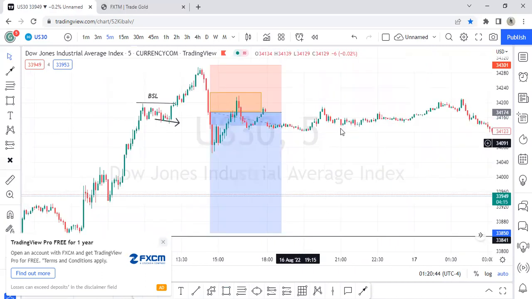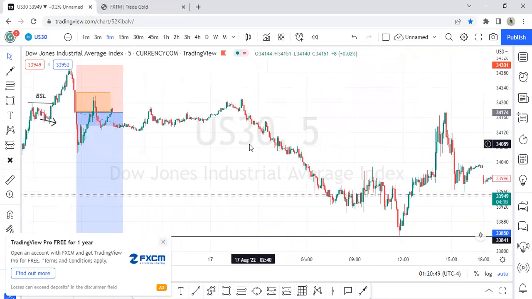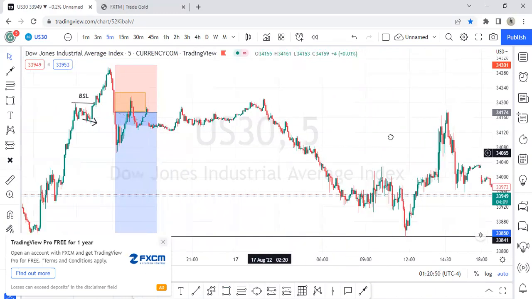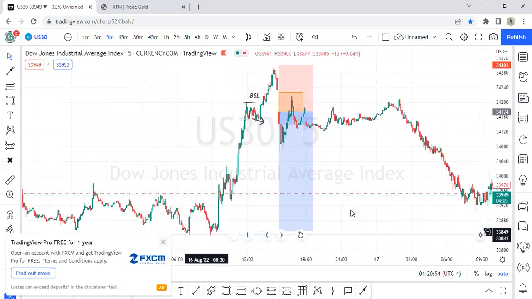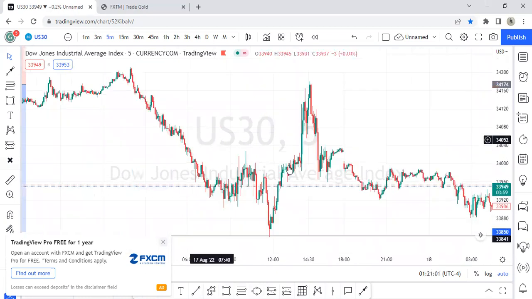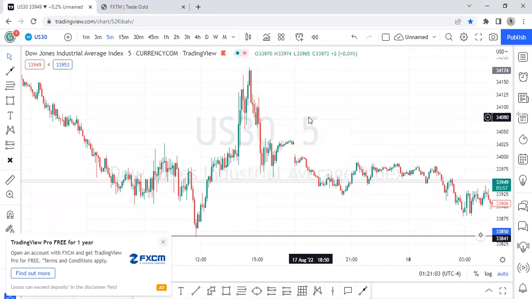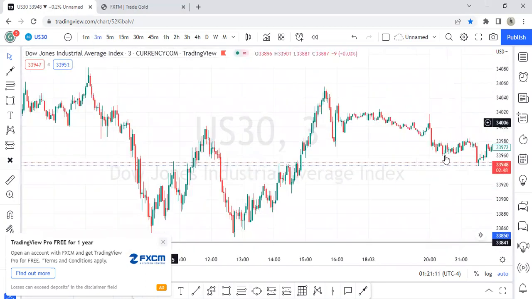Did it hit? It did. Amazing. Boom. Price tapped it perfectly. Although it did not clear it, it tapped that PSL perfectly. I would have put my take profit here and it would have been an amazing trade, right? So this is how the fair value gap is traded, and you could actually maximize it. It works on whatever time frame, and you find yourself, right? So that would have been the amazing entry.